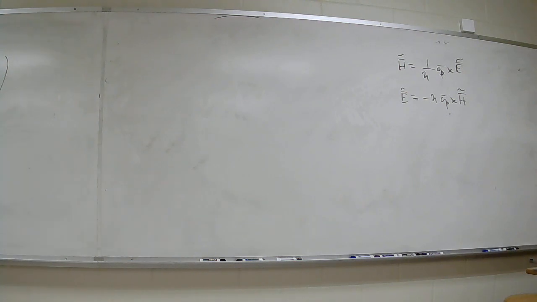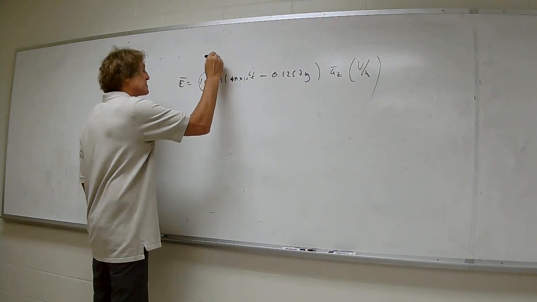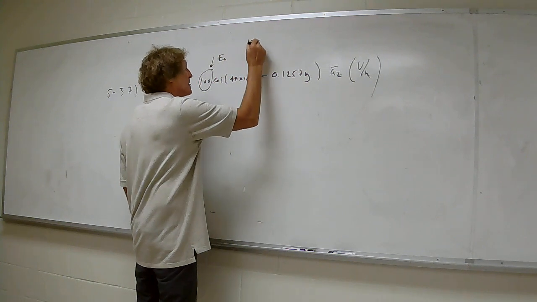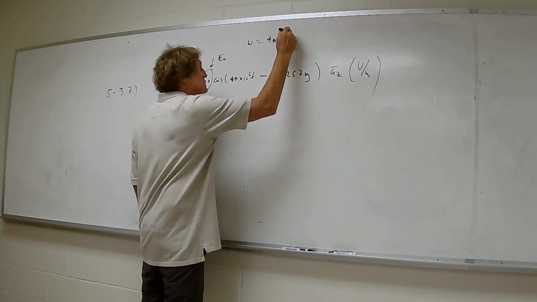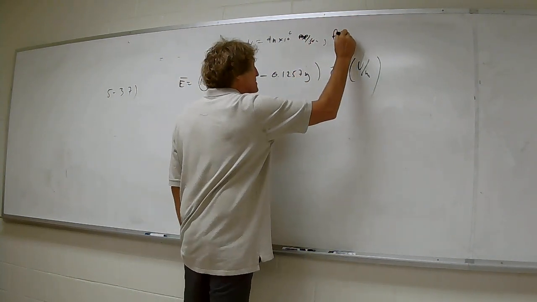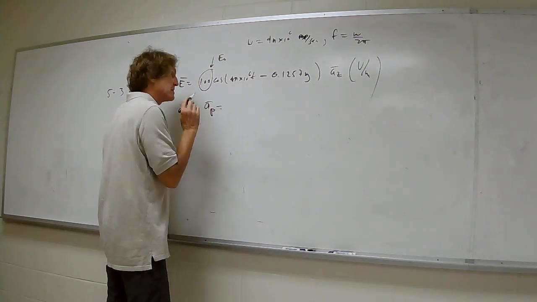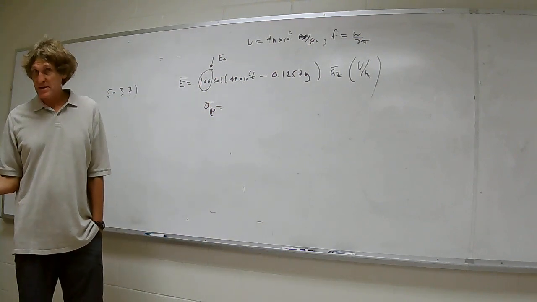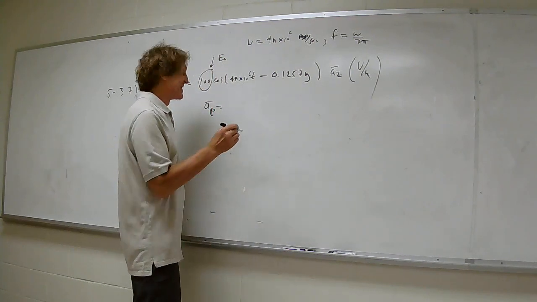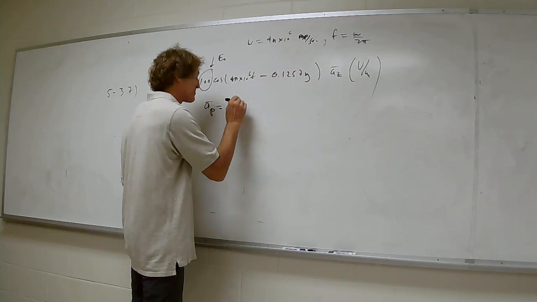We're going to take this into a phasor. Now, y'all realize the magnitude is 100. This is E naught. Next, the frequency omega is 4 pi times 10 to the 6th radians per second, and F is just omega over 2 pi. Next, the unit vector in the direction of propagation is AY. It's plus AY, because this is a minus, it's plus AY.